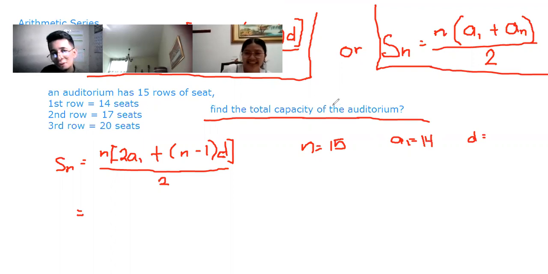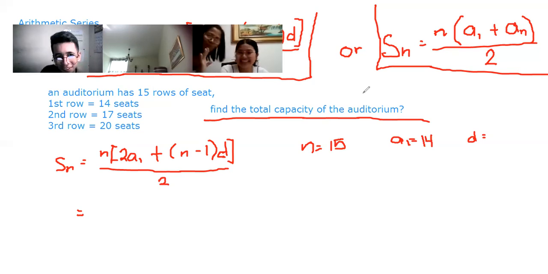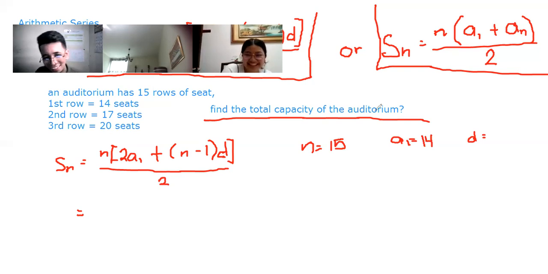Hello po. Good afternoon po. Afternoon po, kumuha na ako ng hanger. Ito na ako.